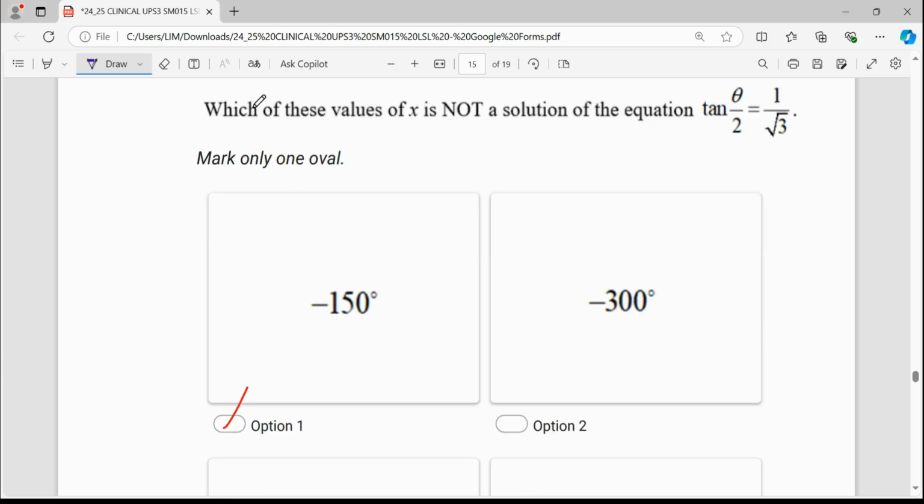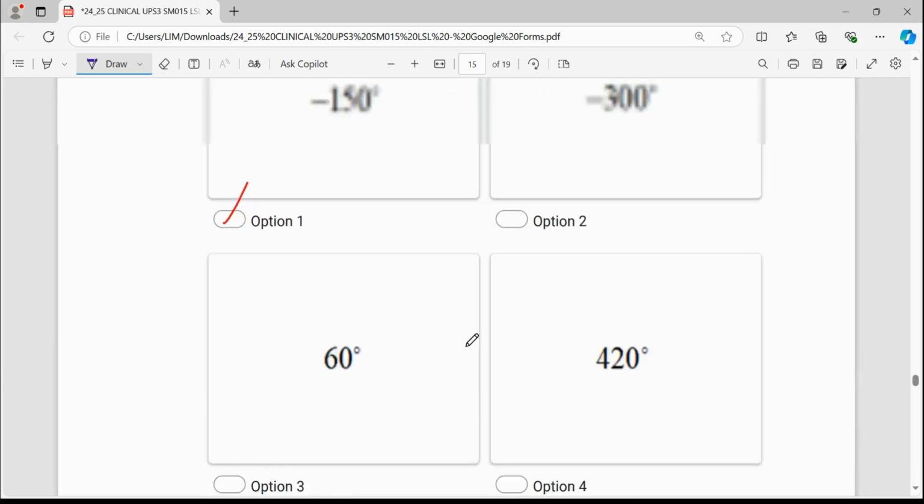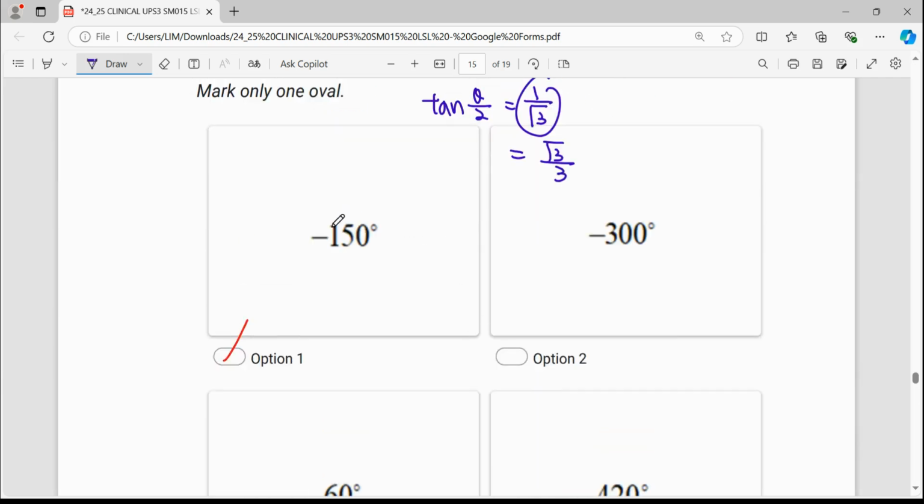Then next, for which of these values is x not the solution? When x is a solution, it fulfills the equation. So tangent theta over 2 equals 1 over sec 3. In the calculator, 1 over sec 3, when we rationalize it, becomes sec 3 over 3. To test which one is not the solution, we can substitute one by one. You can press your calculator, tangent of negative 150 divided by 2.